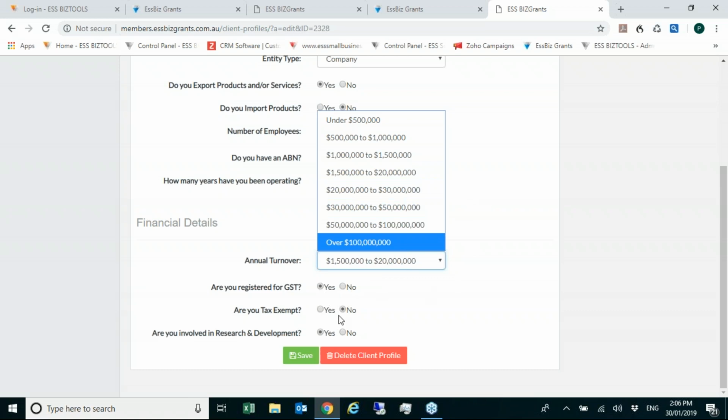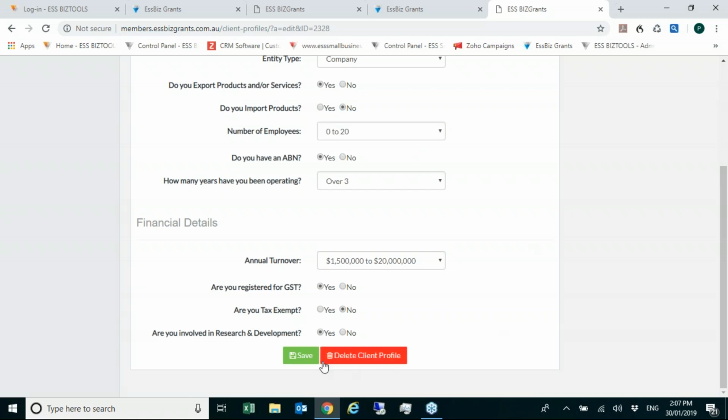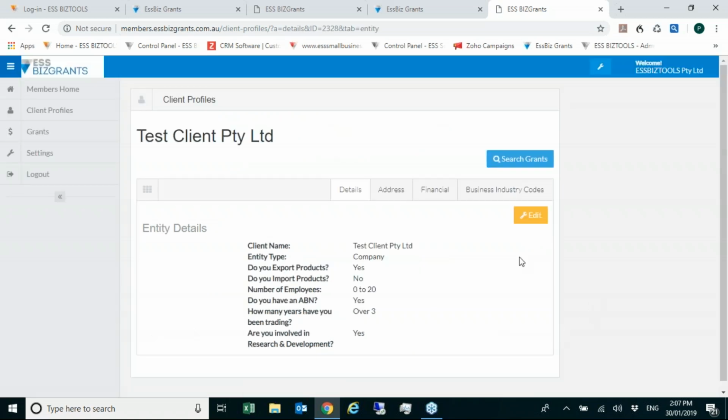They need GST. In the main, they shouldn't be tax exempt. And we ask them, are they involved in R&D? Now, this has no connection as to whether they're a company or whether they've spent $20,000 on R&D. It's just a general question, because for some of the grants, if they've been doing R&D type work, it gives a bit of an indicator that they might be potentially eligible for a grant. Nothing to do with whether they're going to claim it as a tax deduction. So we hit save at that.